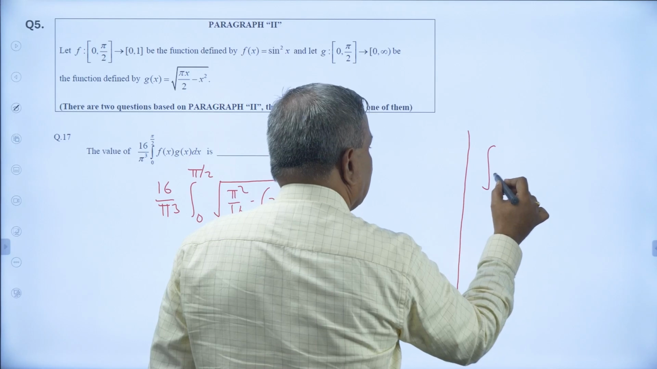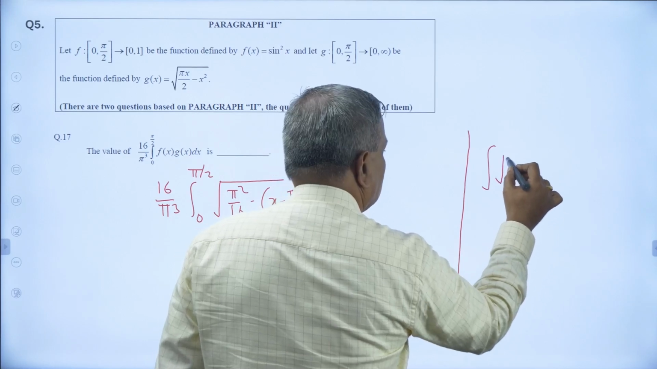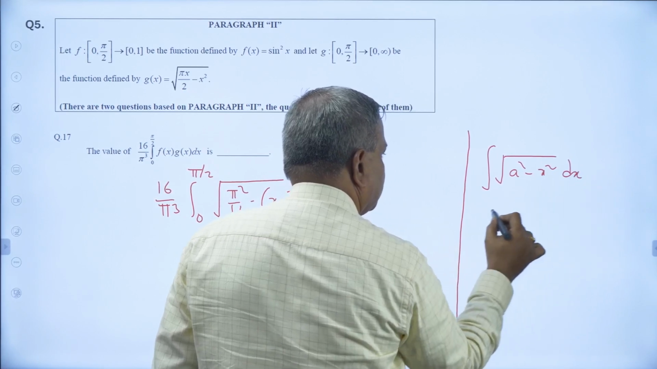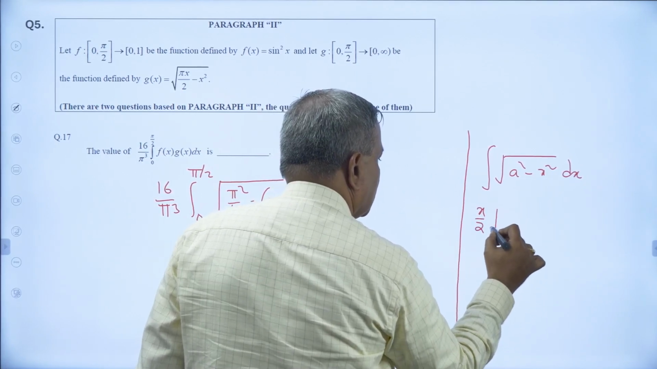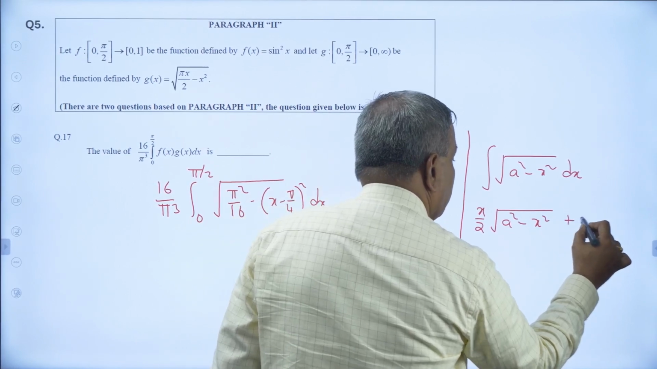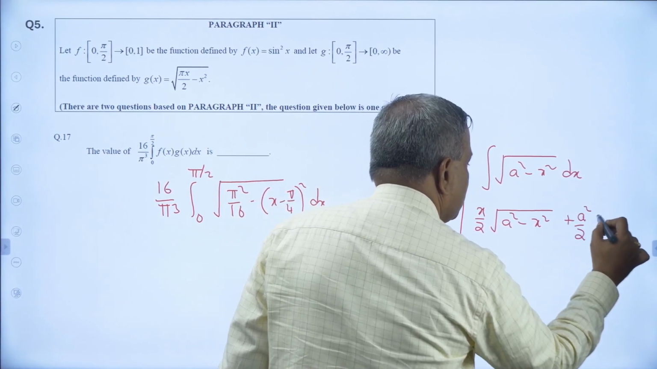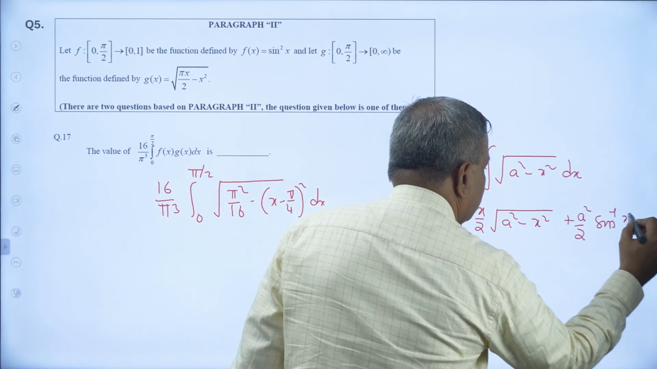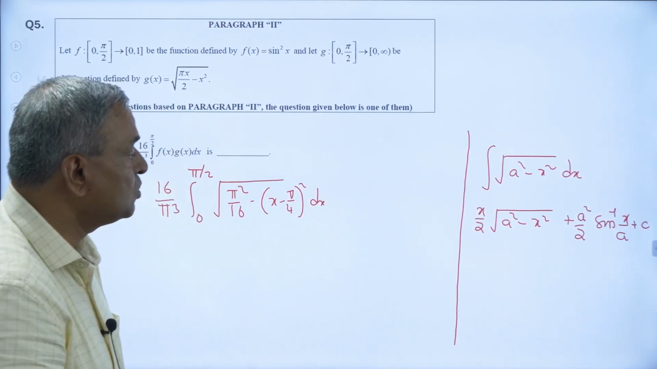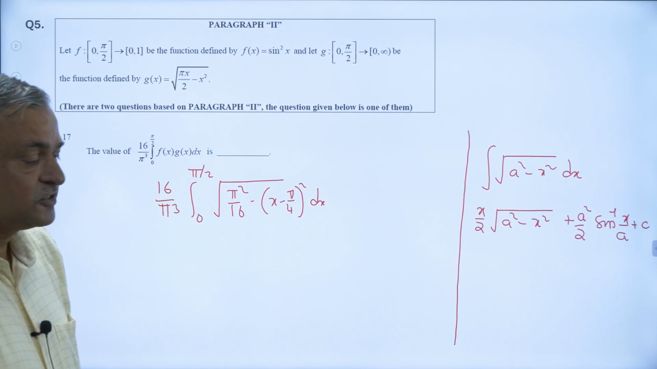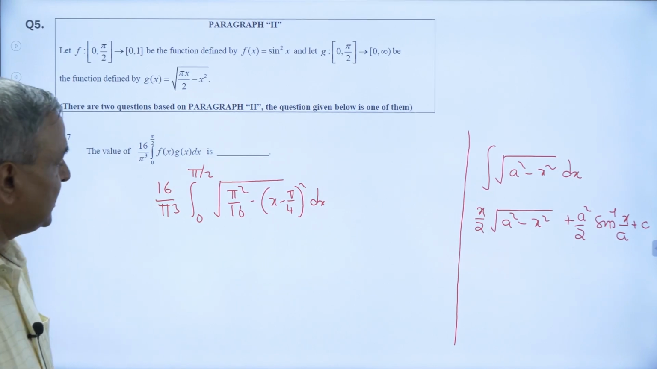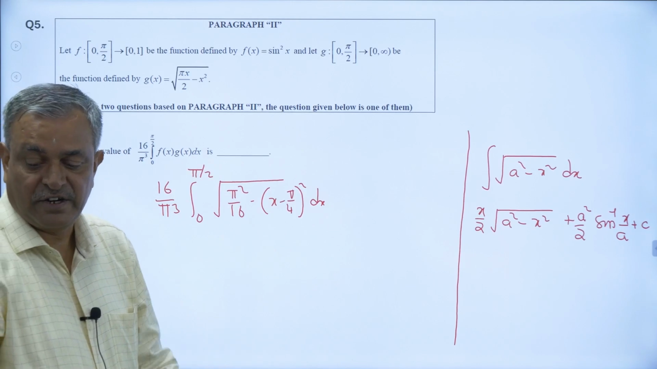The formula used: integral of under root of a square minus x square dx is equal to x by 2 under root of a square minus x square plus a square by 2 sine inverse x by a plus c. A lot of students make a mistake, they write minus. That is a common error. Apply this and you'll get the required result.